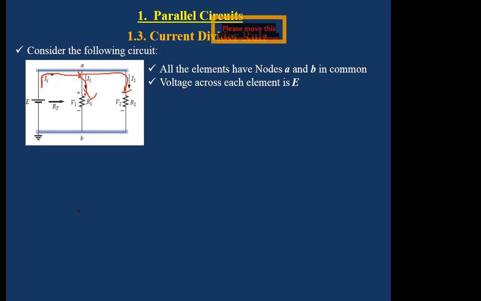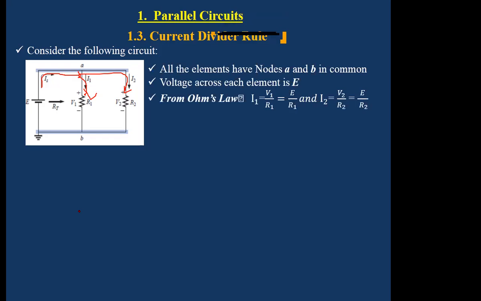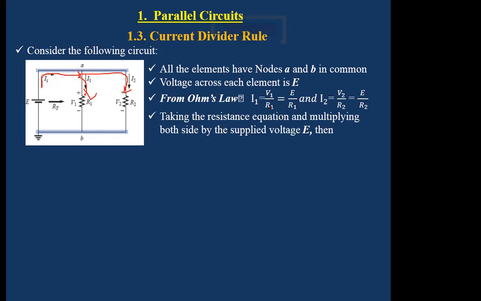So the voltage across each element is equal to E. So from Ohm's law, I1 is equal to V1 over R1. Remember, V1 is also equal to E. Then I1 is equal to E over R1. I2 is equal to V2 over R2. Remembering that V2 again is equal to E because they are in parallel. Then I2 is equal to E over R2.